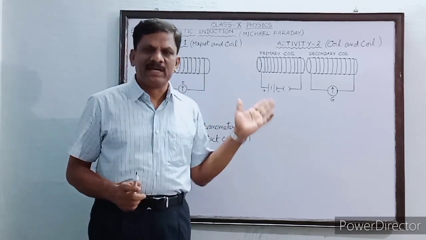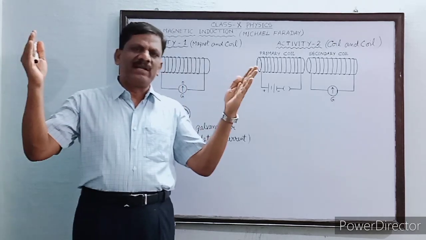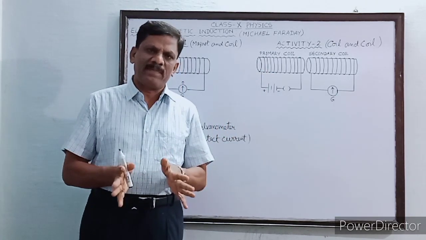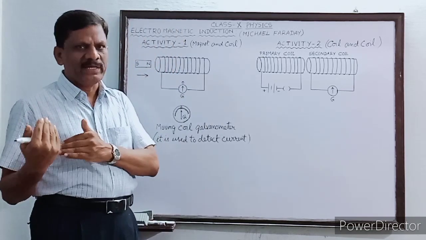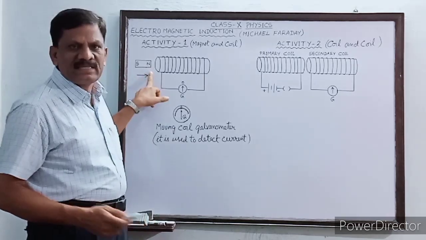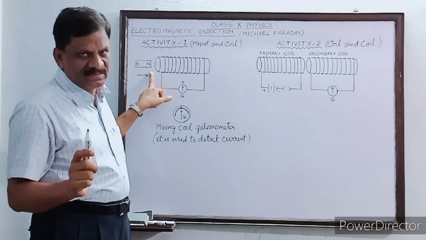Okay students, now look at the circuit once again. There is a solenoidal coil. The two ends of the solenoidal coil are connected to a moving coil galvanometer. And to the left side of the coil you can see a bar magnet, and this bar magnet is at rest now.